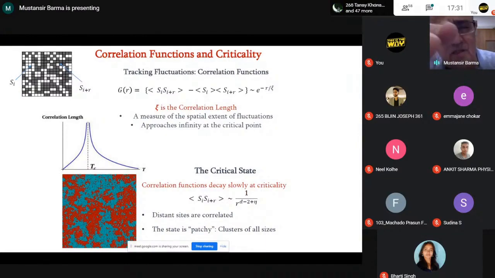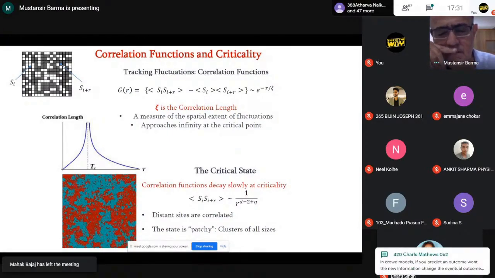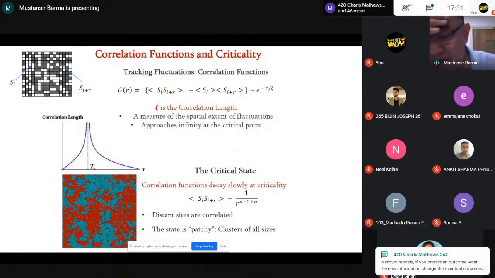It is not to say that the same behavior that characterizes a crowd or fluctuations in traffic also characterizes equilibrium systems. They don't. But the lessons we learn from how to analyze these systems cut across, and we can use those. Okay, so that's the end of my answer.